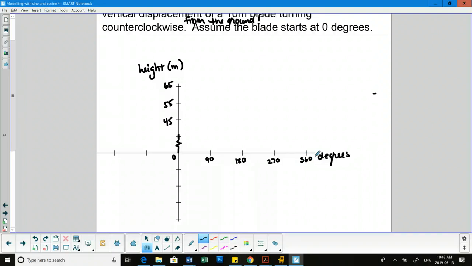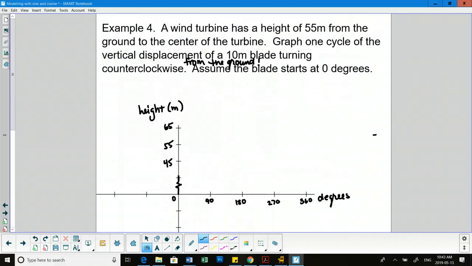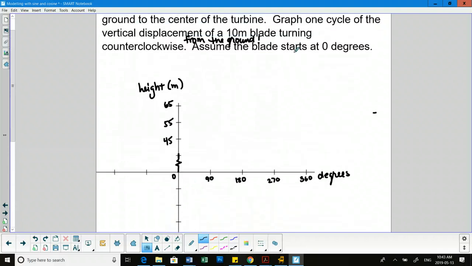Okay, so at 0, how high is the tip of our blade above the ground? 45. Let's look at our picture. It starts here. It's starting at 55, height of 55. Wait, how do you know it's starting there? It says the blade starts at 0 degrees. So maybe I should say more like positive x-axis or whatever. It starts at its mid-height. Oh. So at the usual 0 degree position. Okay, so at 0, we're at a height of 55.